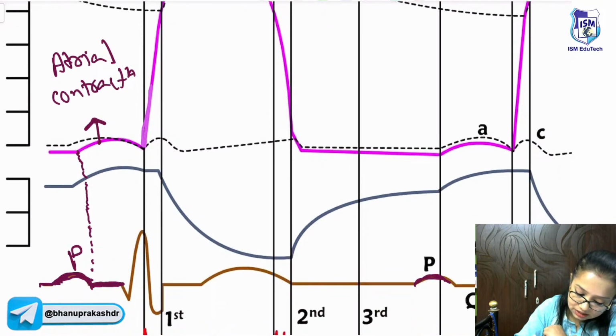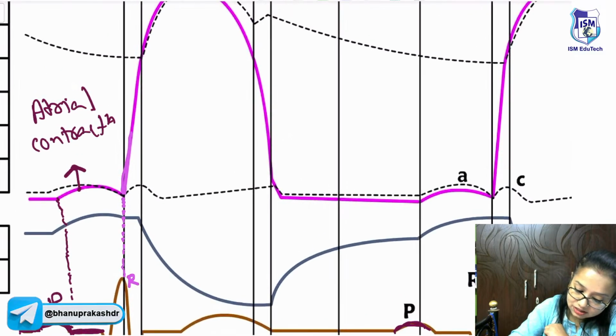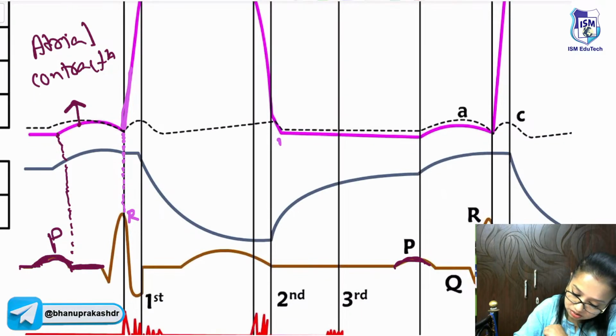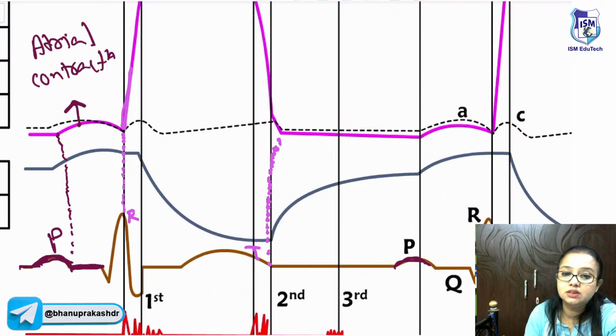If you draw this line, you will see it is almost at the end part of the R wave. This is the R wave. So this contraction of the ventricle starts at the end of the R wave, and this contractile stage is followed by the beginning of relaxation. This is the relaxation phase. It remains almost till the end of the T wave.